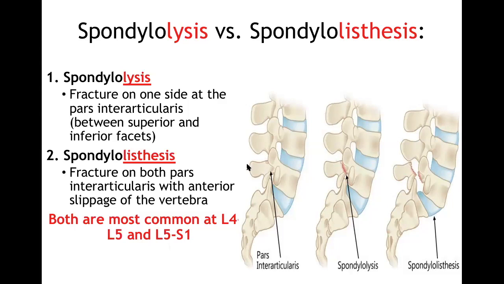And then when we have spondylolisthesis, both sides of the pars interarticularis have fractured. And now this vertebrae is slipping anteriorly, as you see here in this illustration. Both are most common at L4, L5, and L5-S1. Very, very important for you to remember where the most common spondylolisthesis and spondylolysis happen at the level of the spine.